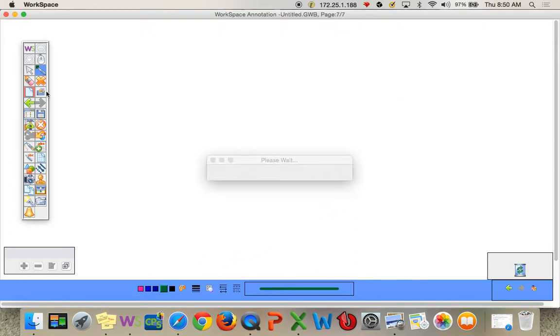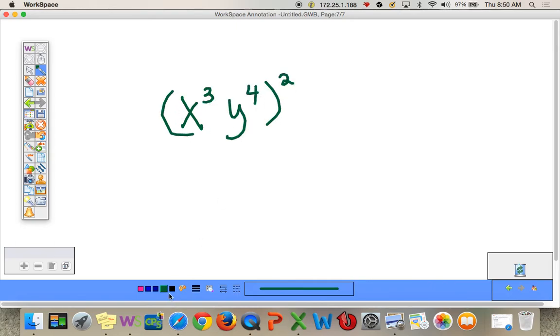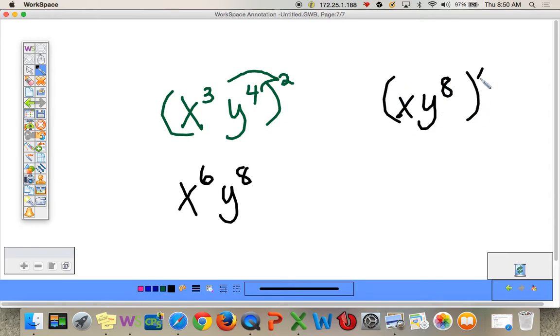Let's do another example of that. So let's say we had x to the third power, y to the fourth power, squared. Again, you could write it out, or we could just distribute. We would get x to the 6th power, y to the 8th power. Let's do another one. How about x, y to the 8th, and we'll do that 4 times. Again, distribute. If there's not an exponent, the exponent's 1. So this is x to the 4th, y to the 32nd.